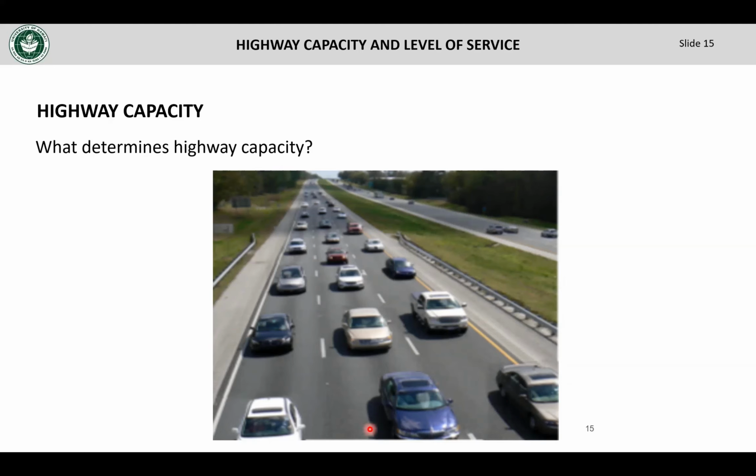And notice that it's a very peculiar type of traffic. You notice that most of them are passenger cars. You have some pickups that we consider for practical purposes as passenger cars for traffic analysis. What would affect the number of vehicles that you can move per unit time?